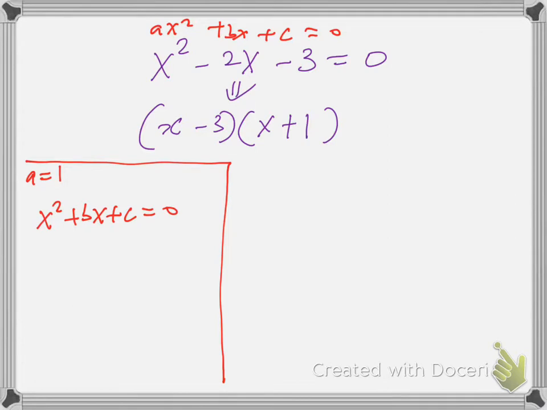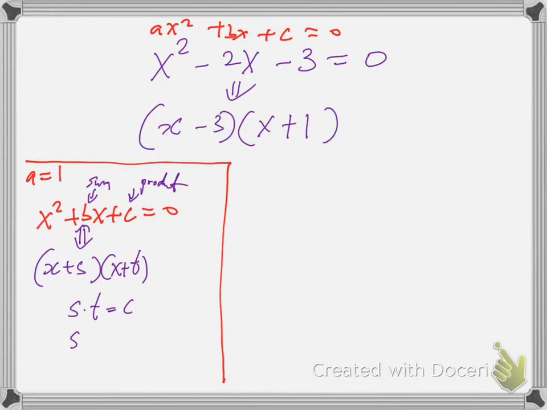And then we can use s and t, right? We can assume the left hand side can be factored as x plus s times x plus t. So what's the condition for s and t? c is the product, remember? This is the product. And b is the sum. So we need s times t is c, s plus t is b.